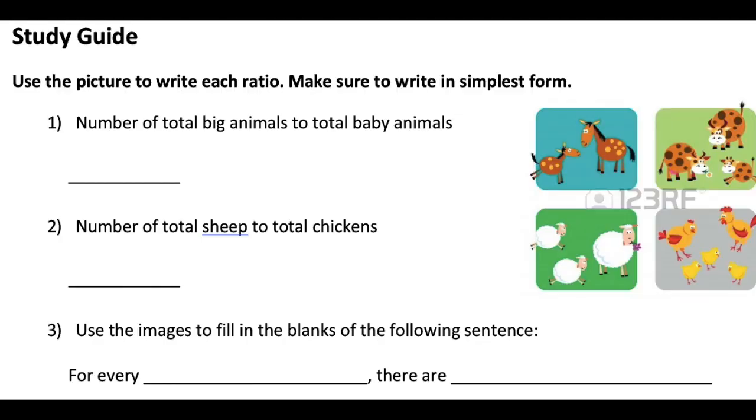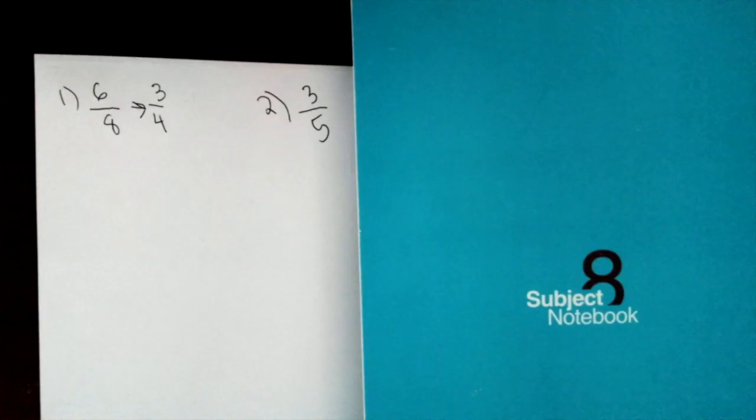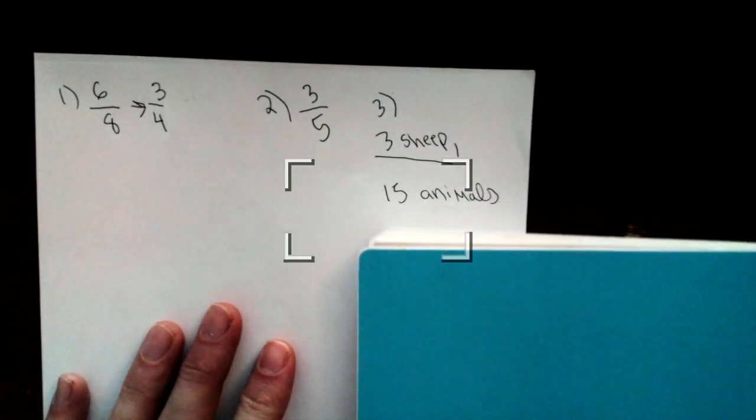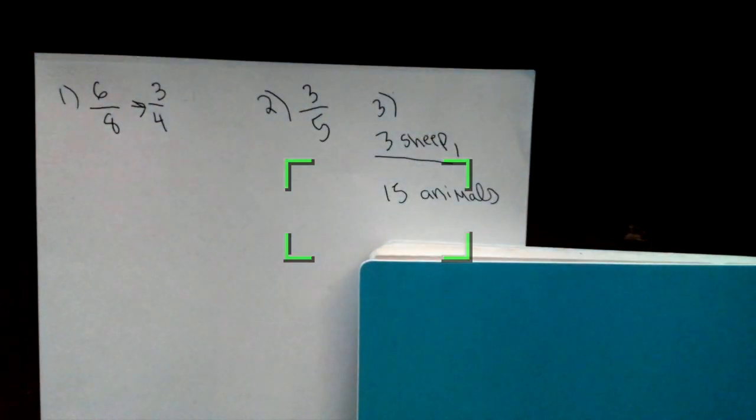Okay, number 3. Number 3 says, use the images to fill in the blanks of the following sentences. For every, there are what? So answers are going to vary for this question. So I said, for every 3 sheep, there are 15 animals.